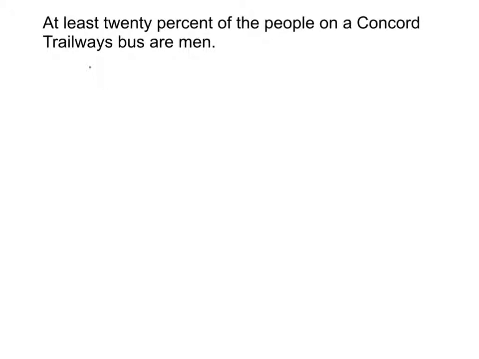Okay, so here we're going to look at an example, and our example is at least 20% of the people on a Concord Trailways bus are men. So in our example, we're going to set up the null hypothesis and the alternative hypothesis. Here we're looking at population proportion P, which represents the percentage of men on the Concord Trailways bus.